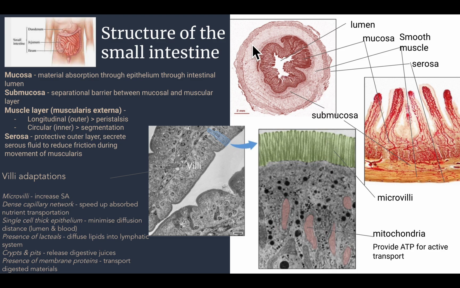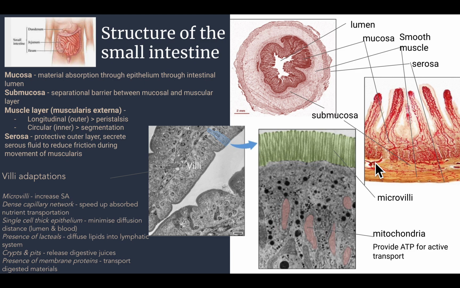The next layer we have here is the submucosa. I think it's this layer here. Where is it labeled? Here, submucosa, and also in this cross section, we can see it's around here. The submucosa acts as a separating barrier between the mucosal layer and the muscular layer, and the muscular layer, as we can see, is over here. It's also called the muscularis externa.